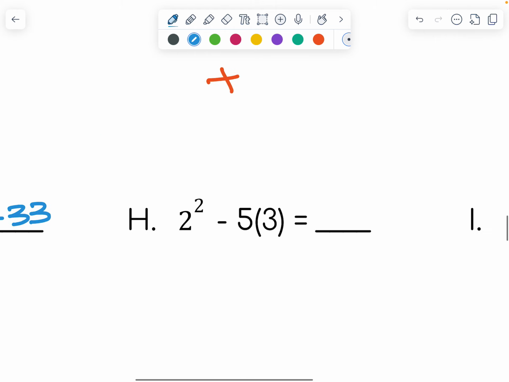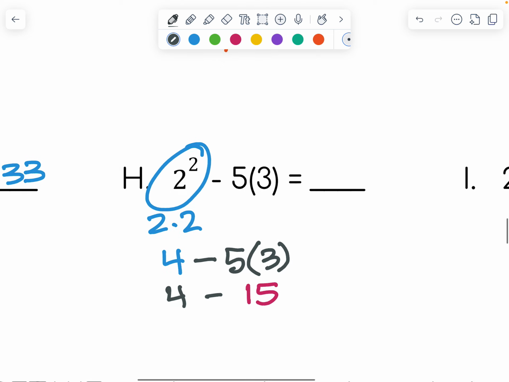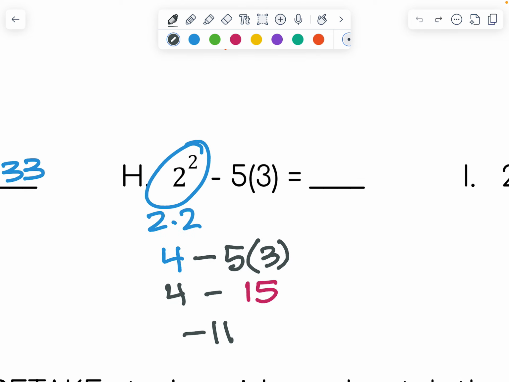All right, H. This is our first priority with PEMDAS. 2 times 2. Look, I'm just about to write the answer. 2 times 2. 2 times itself is 4. You have minus 5 times 3. Would I subtract 4 minus 5 or 5 times 3? There we go. All right, you would do the 5 times 3 first. There. Now we're going to get negative 11. Negative 11. Okay. All right, last one, and you are done.